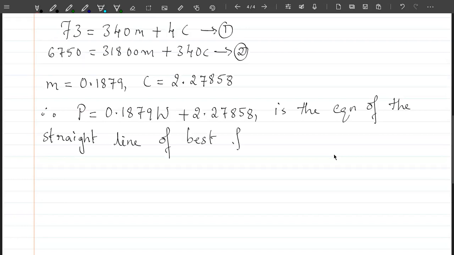Now the question is not over. You have to find the value of P when W is equal to 150. So when W is equal to 150, what is the value of P? So put W equal to 150 here. You can get the value of P as 30.46358.